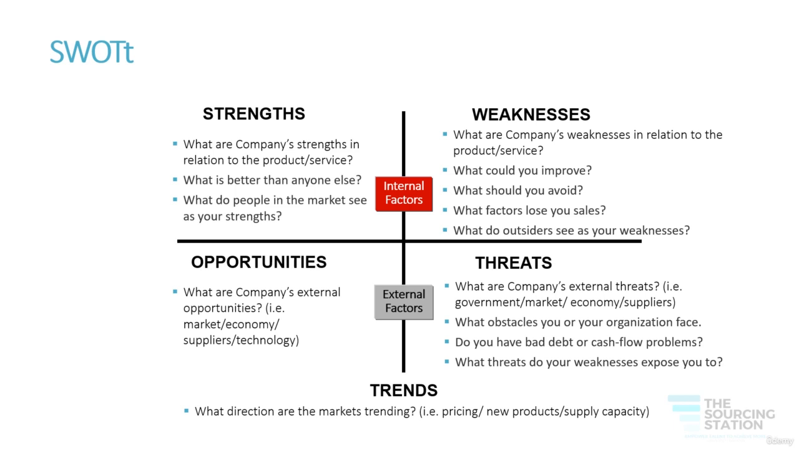Now, last but not least, we have trend. What direction are the markets trending? For example, during the COVID pandemic, almost everyone, I would say, was hunting for masks and gloves. So if your company or your suppliers need this PPE or healthcare equipment, you are definitely on the right trend. You could rework your pricing as an opportunity. You can see whether you can develop new products and definitely increase your supply capacity.